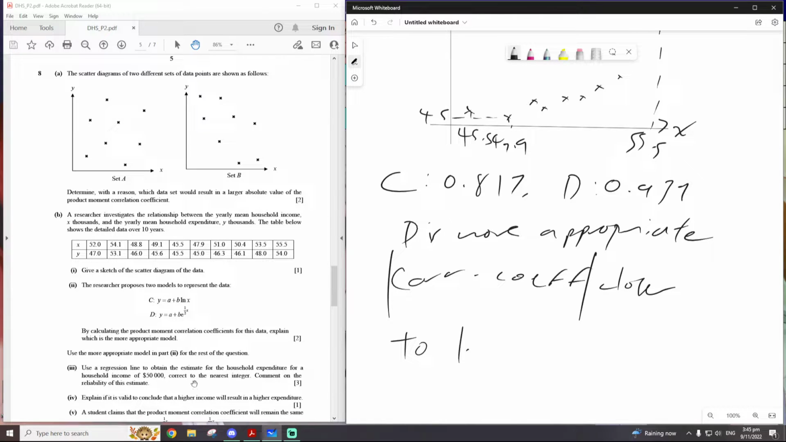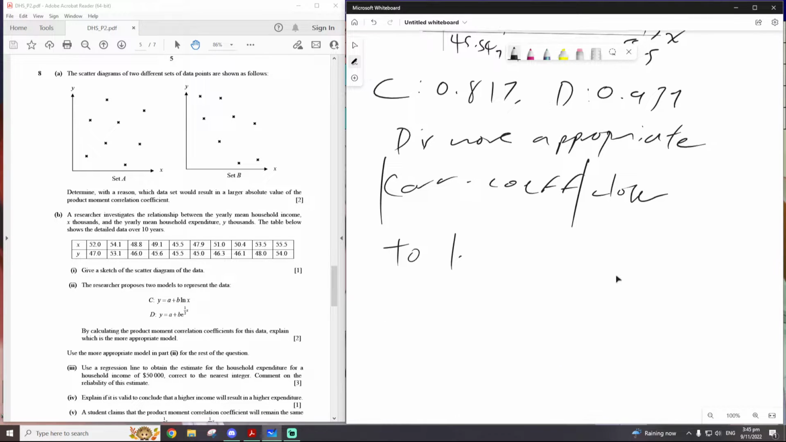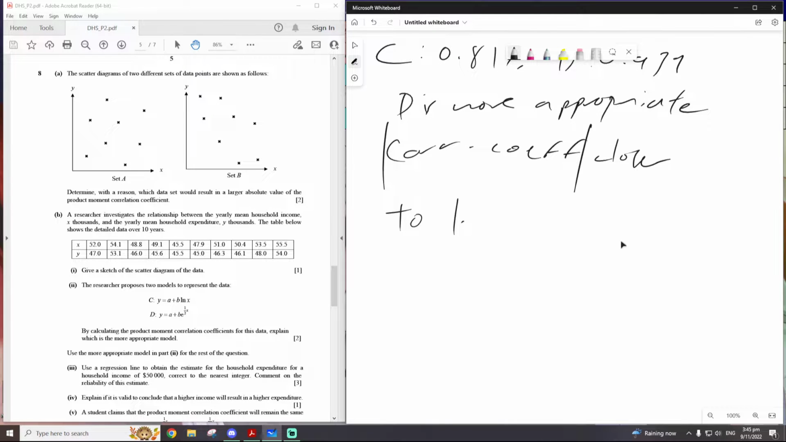Okay. Use a regression line to obtain the estimate for the household expenditure for a household income of 50,000. Okay, and ask yourself, which regression line is this? Is there a clear independent or dependent variable? Well, here we can see that the household income is something that we can kind of fix, per person, and the household expenditure is what varies along with that. So we expect that y is what varies with x, and therefore we find the regression line of y on x.